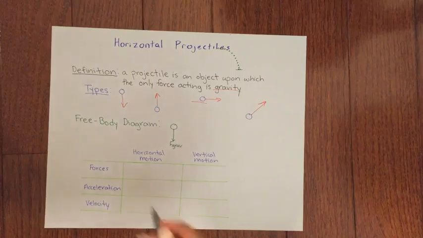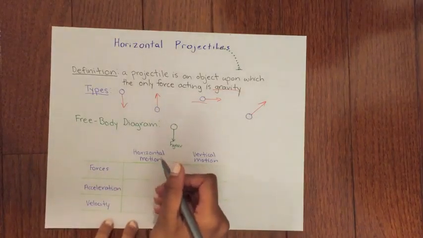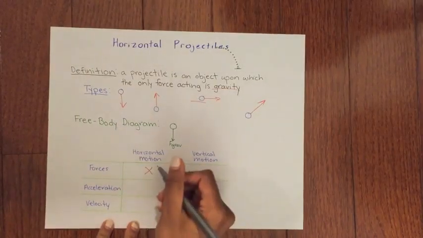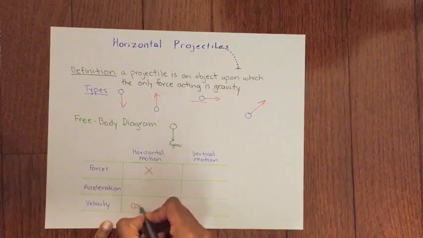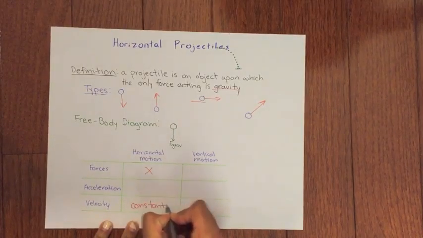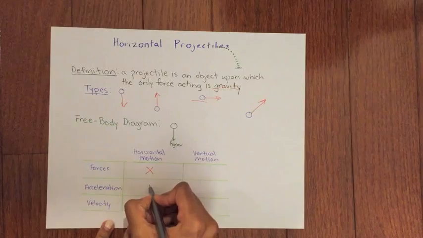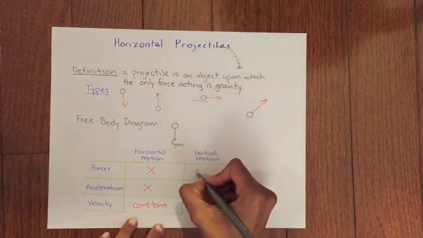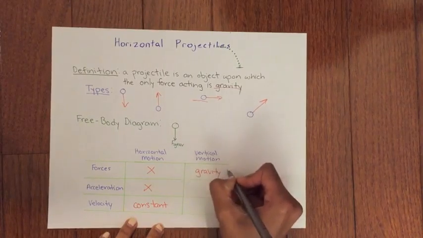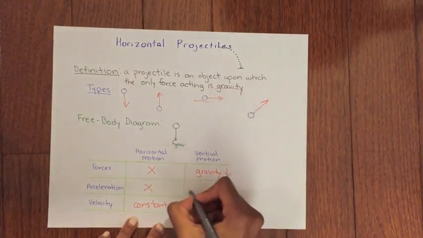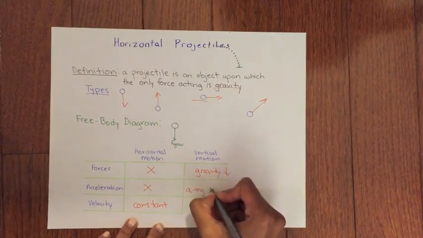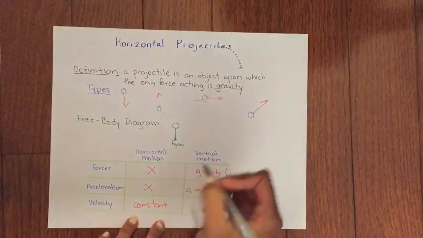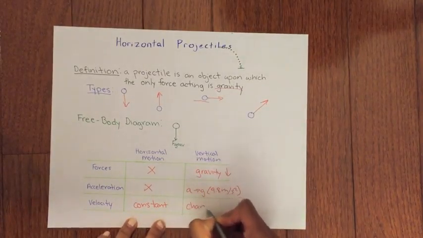Some important things to remember are the forces. In horizontal motion, the projectile has no forces working on it. And because of this, its velocity is going to be constant throughout the entire projectile. Redundantly, it has no acceleration. On the other hand, vertical motion has the force of gravity working in the downward direction. As a result, it has an acceleration of g, or 9.8 meters per second squared. As a result, the vertical motion is going to have a changing velocity over the projectile.